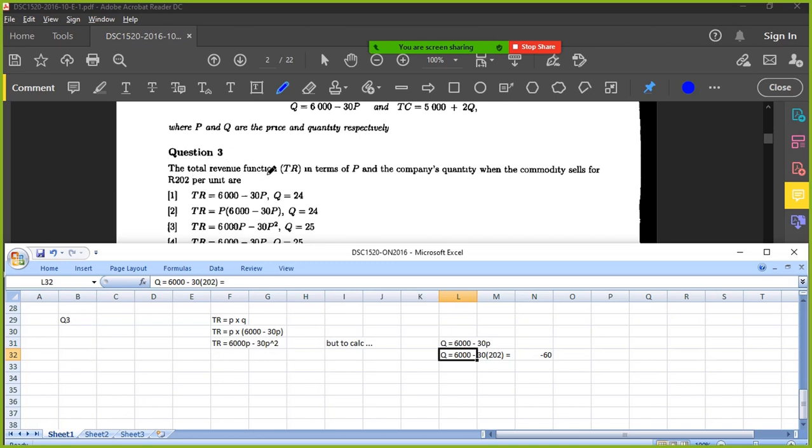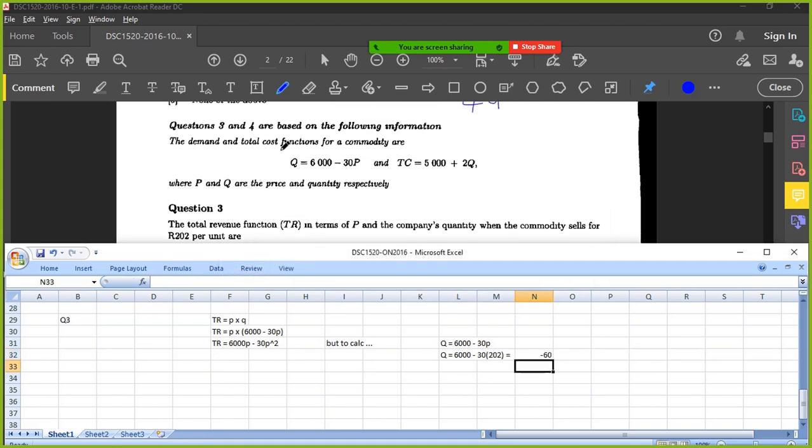The total revenue function in terms of P and the company's quantity when the commodity sells for. Oh, okay. All right, so they want to know the quantity when the commodity sells for 202. So 202 is the P, and the P was 202. Yeah, there's nothing wrong with that actually. 202 is P. It is minus 30. Yeah, it is minus 30, and that's going to give me Q. So looking at this then, it looks like it would be none of the above actually. Let's just check again. Unless I'm doing that wrong. No, it is right.